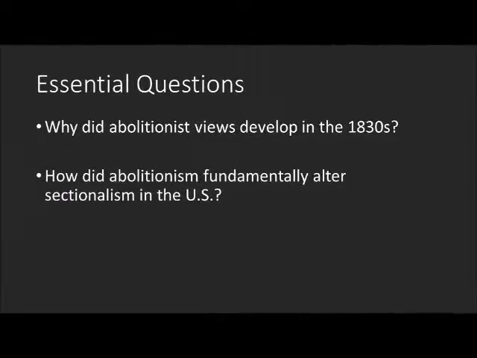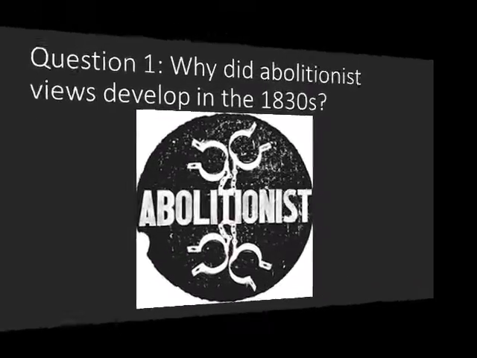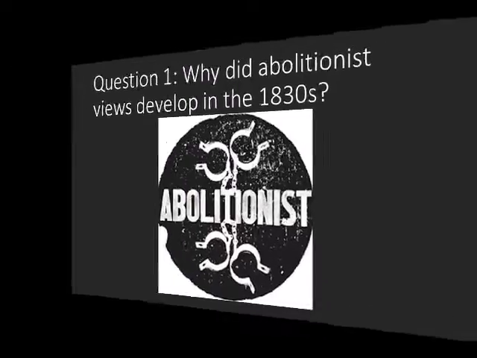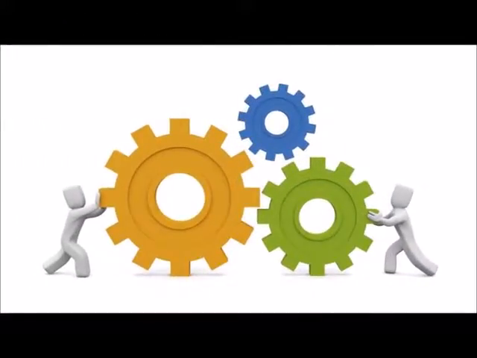1. Why did abolitionist views develop in the 1830s? And 2. How did abolitionism fundamentally alter sectionalism in the U.S.? First, we have to examine the very complex situation through which abolitionism became a major movement in America. There are several main factors, some of which we have already discussed in previous classes that don't really differ from earlier eras in American history, and others which develop in the specific historical context of the 1830s.